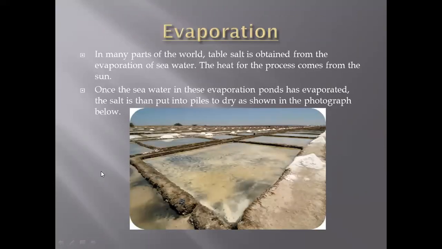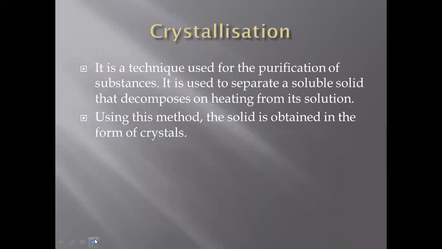Now what is the use of evaporation? The common salt which we use in our homes for cooking is obtained by the evaporation of seawater. So seawater is collected in ponds as shown in the photograph, and when seawater evaporates, the salt is left behind, and it is put into piles to dry. You can see the piles of salt in this photograph. So it is used to obtain salt, and how is the salt obtained? By the evaporation of seawater.